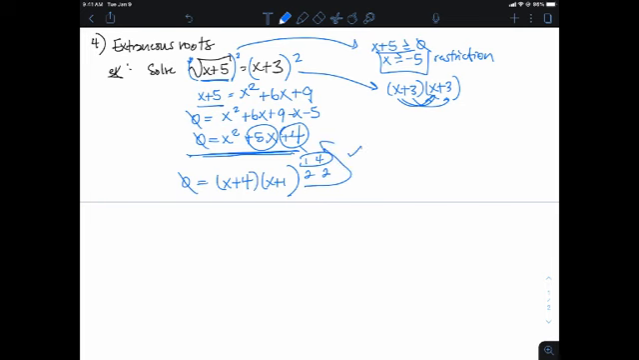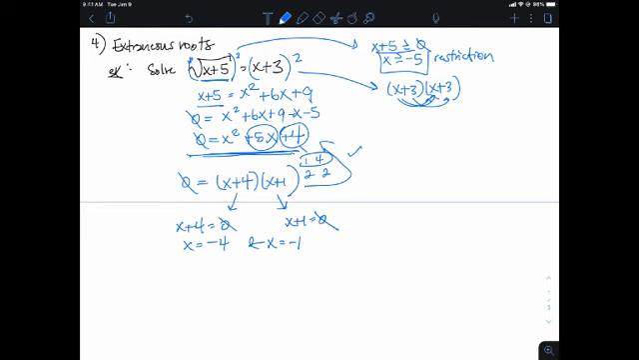Once we're at this step, we're setting each of these factors equal to 0 to solve. And that gives us x equals -4 and x equals -1. Okay, we have to check both of these roots in our original context. So we've got to check both of these.